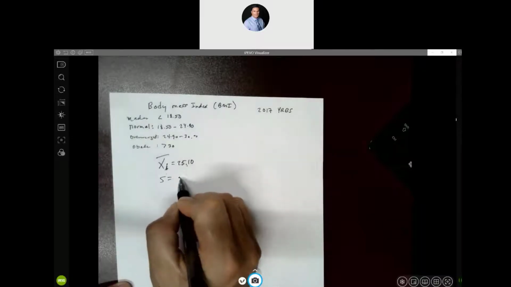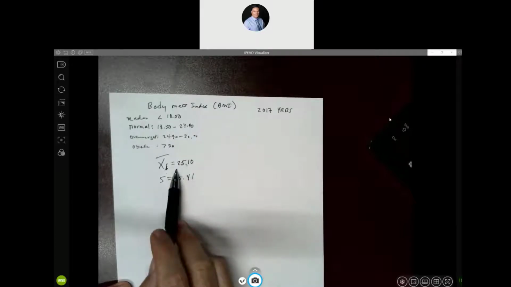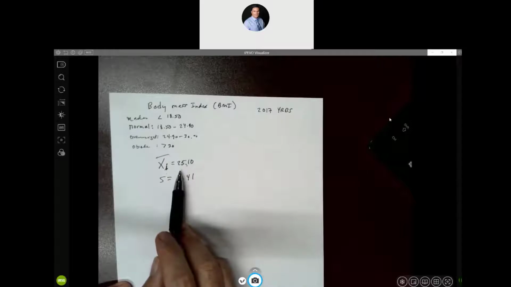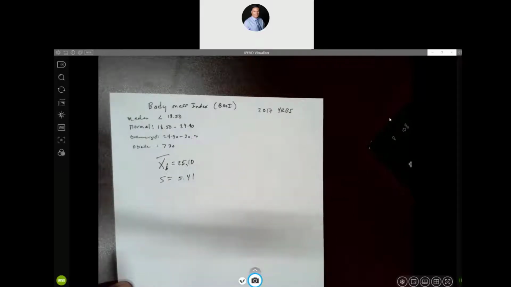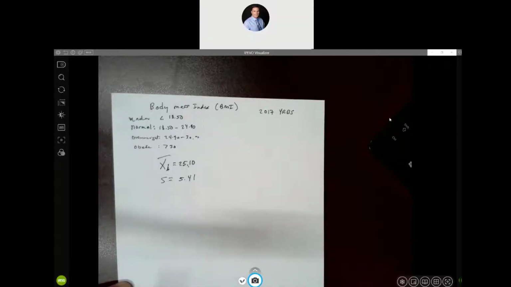My wife doesn't know about this, but I told her the standard deviation was 5.41. So what does that tell you about how similar or different the scores are among high school students in 2017, Genesis? Are they similar or different? Are they all overweight or are they different? I want to say that they're different. Yeah, there's a little bit of variability going on here, right?